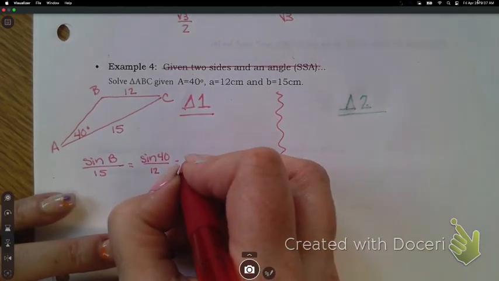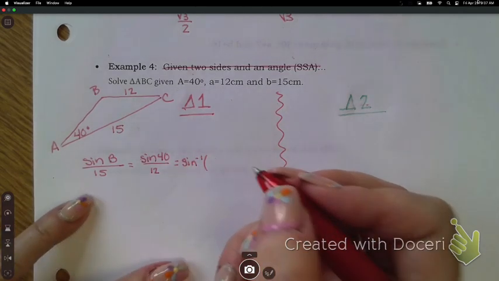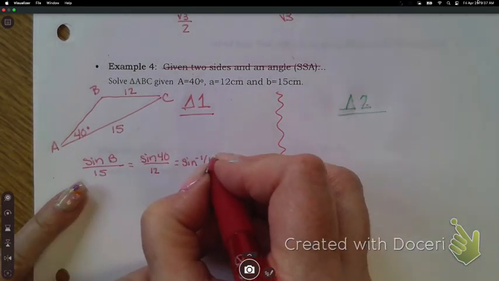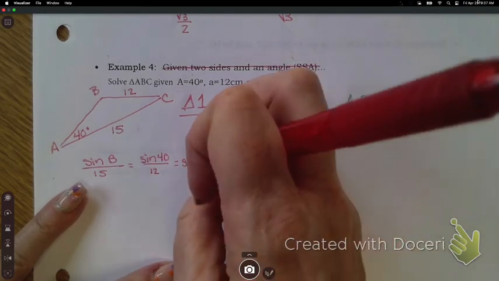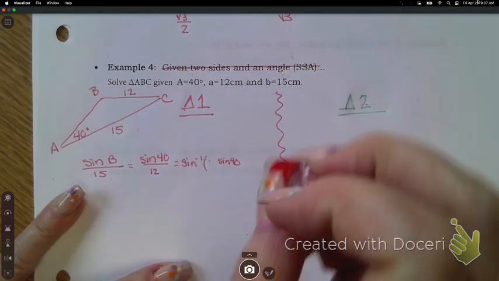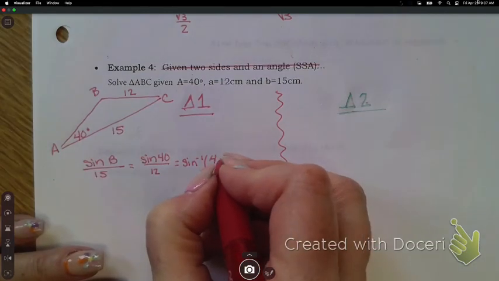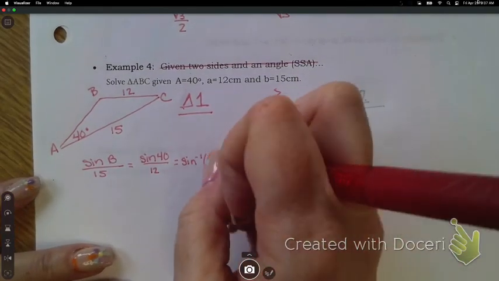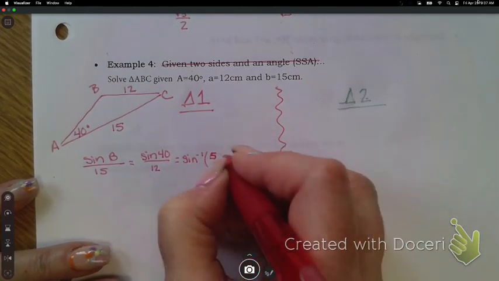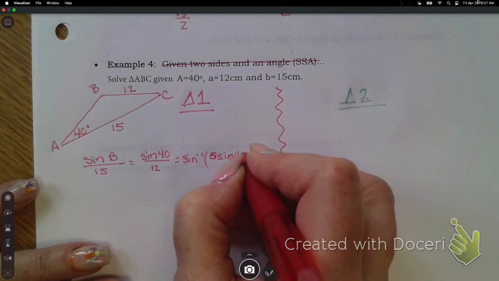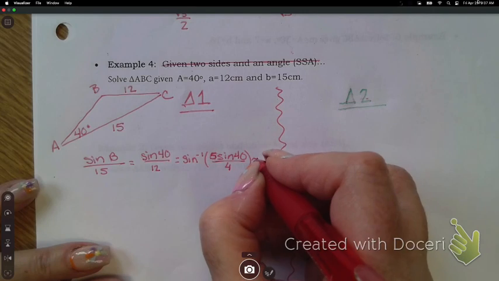So I'm going to have to take the inverse sine. Why do I have to take the inverse? Because you're finding an angle. Can I reduce the 15 and the 12 to 5 and 4? Yeah. Okay, because that will bother me if I don't. 3 goes into 15 5 times, correct? So it would be 5 sine of 40 over 4. And you're going to put that in your calculator.